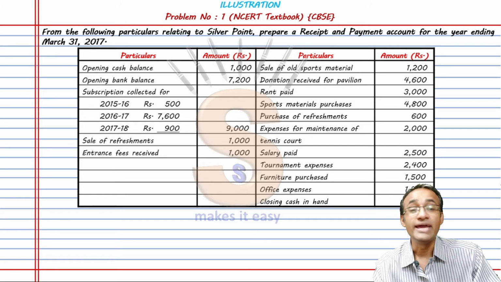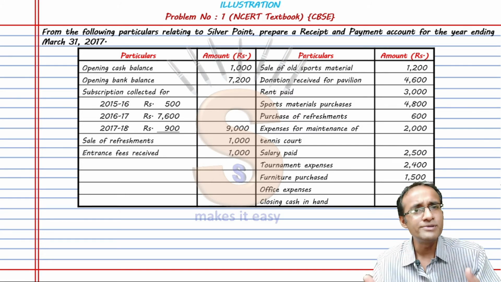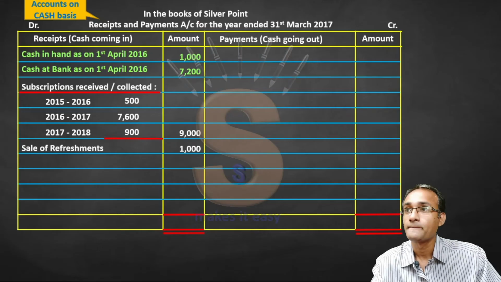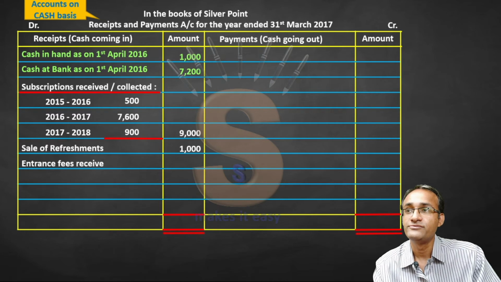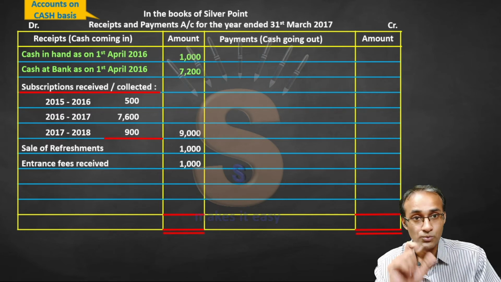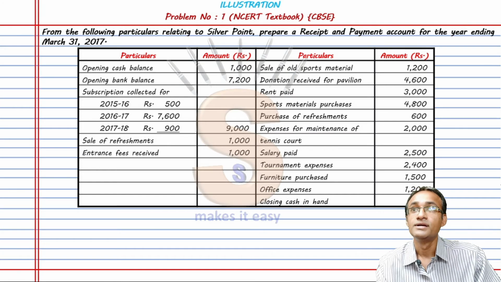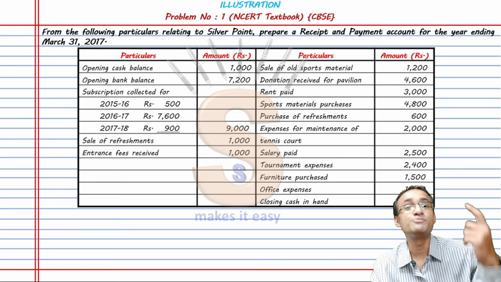Next, entrance fees received. New members join, they pay entrance fees, 1,000. Money coming in, entrance fees received 1,000. Next, sale of old sports material.